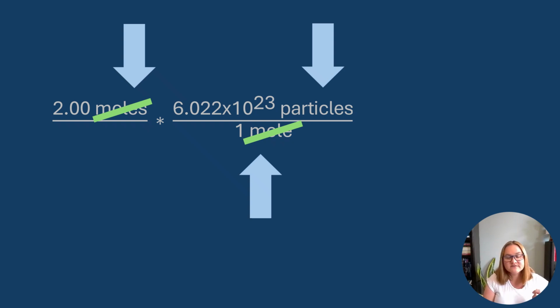Now to complete the calculation, multiply the values in the numerator together. Separately, multiply the values in the denominator together. Yes, it's a 1. Then divide the resulting products. The result is 1.20 times 10 to the 24th particles in our 2-mole sample. Now, your last step in any calculation this term or next should be to think about whether your answer makes sense. Here, you should just be doubling Avogadro's number, and this value corresponds with that action.